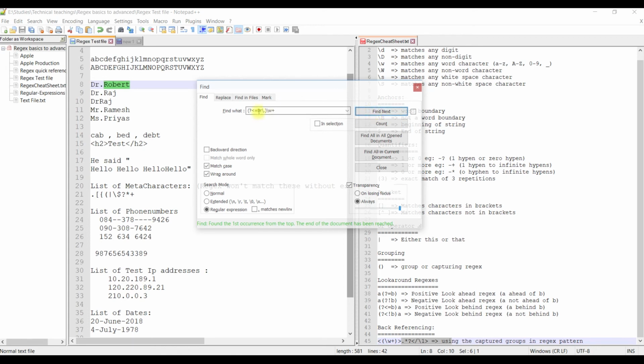For negative look behind, we just have to modify this equal sign with an exclamatory sign. Just as I said, it's not working as we expected. It's actually matching even Raj and Robert. The difference is it's also matching other characters as well.